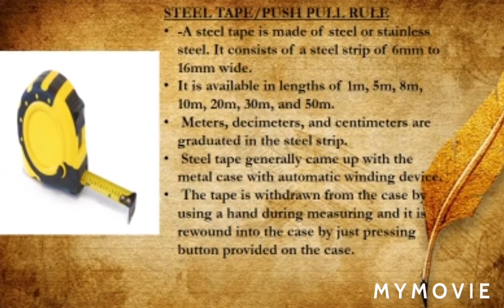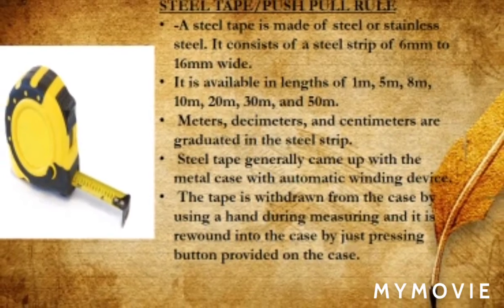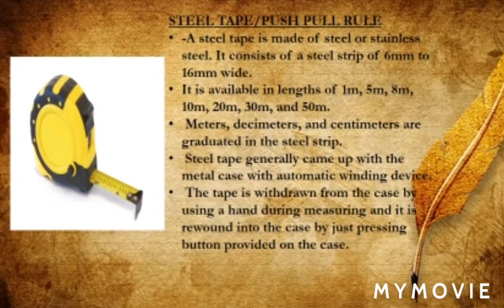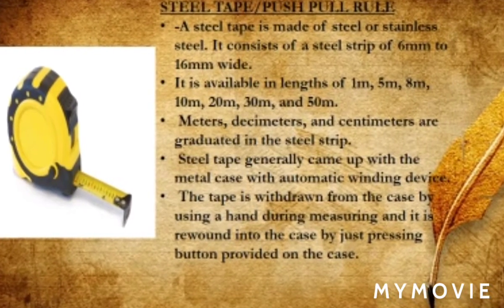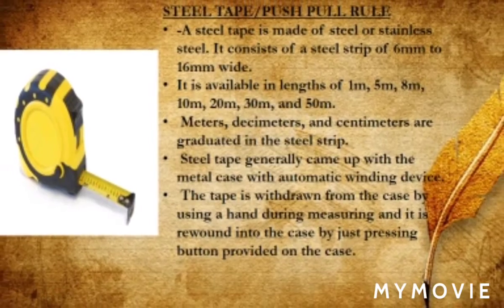Steel tape generally comes with a metal case with an automatic winding device. The tape is withdrawn from the case by using a hand during measuring, and it is rewound into the case by just pressing the button provided on the case.